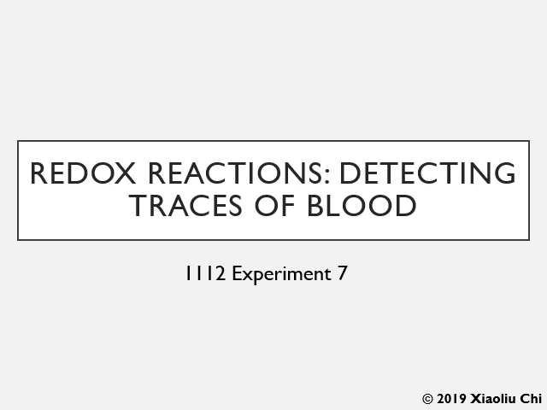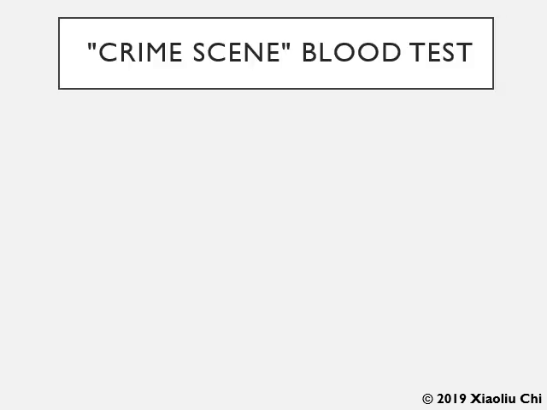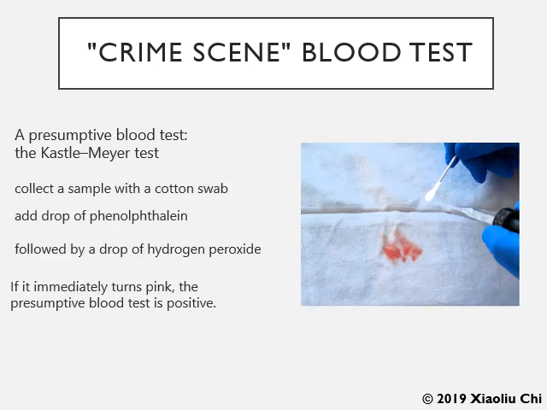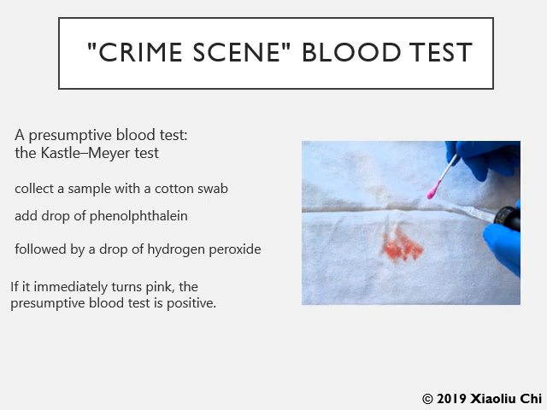Redox reactions, detecting traces of blood. In a presumptive blood test, the Kastle-Meyer test, a sample is collected with a cotton swab. A drop of phenolphthalein is added, followed by a drop of hydrogen peroxide. If it immediately turns pink, the presumptive blood test is positive.